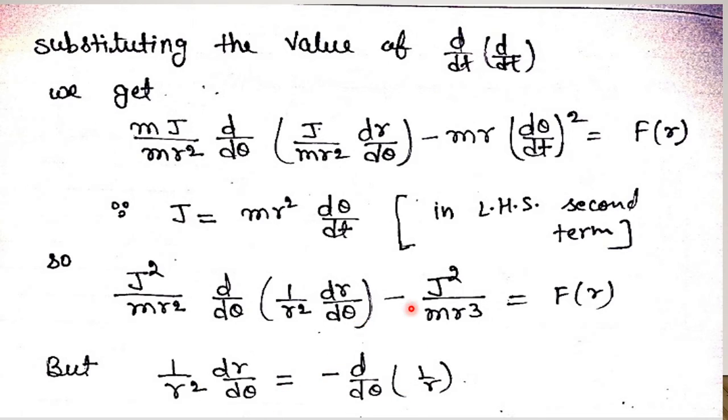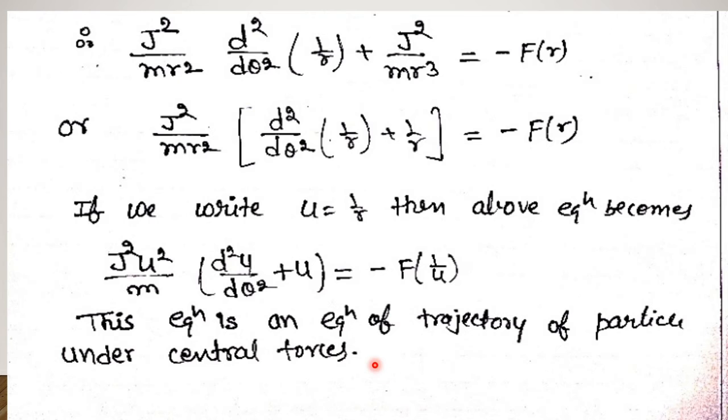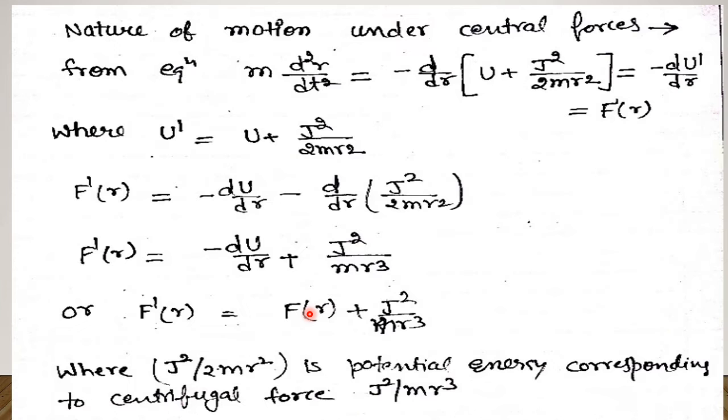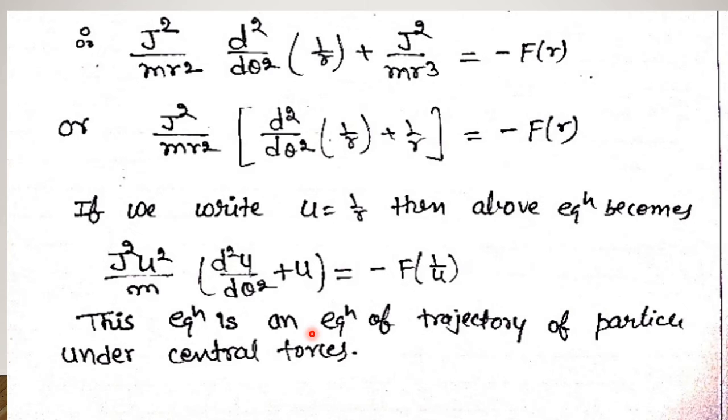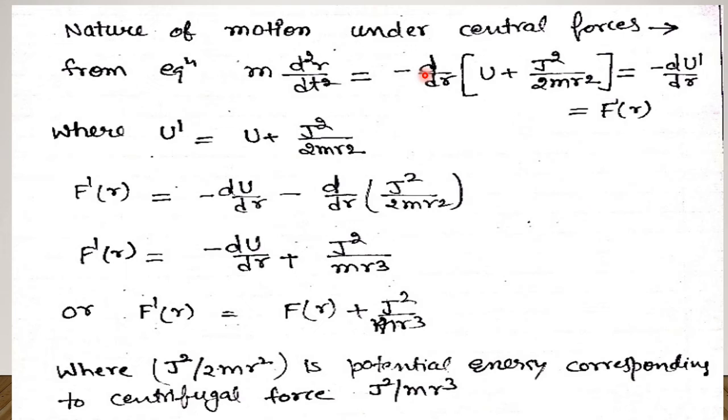So we will replace 1/r² dr/dθ by −d/dθ(1/r). So what we have by putting this term in the equation, in this equation, we have (J²/mr²) d²/dθ²(1/r) + J²/(mr³) = −f(r), because both terms carry a minus sign.